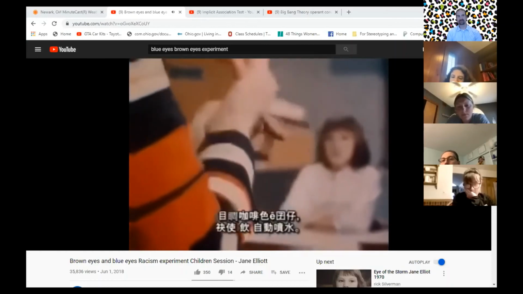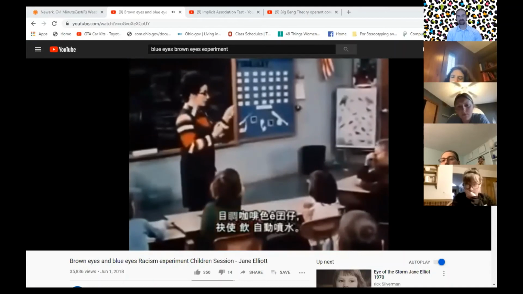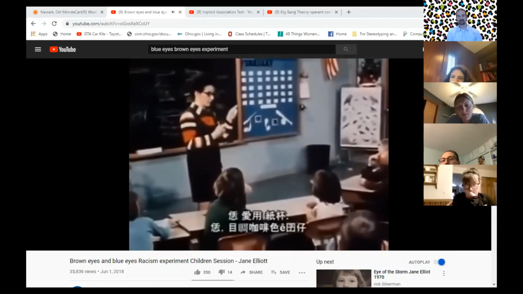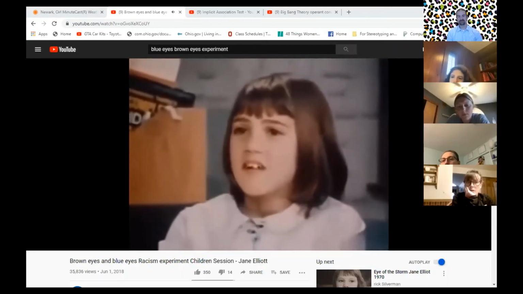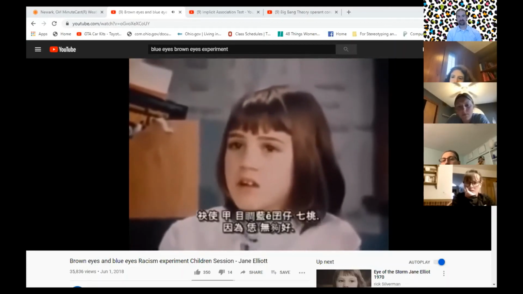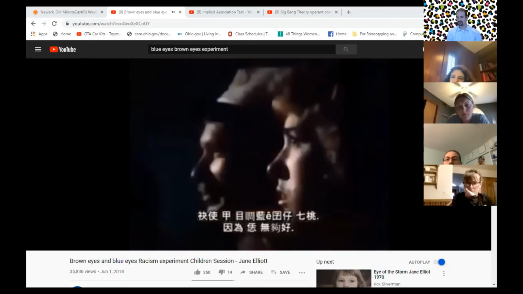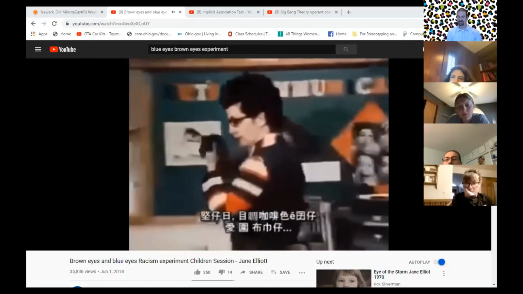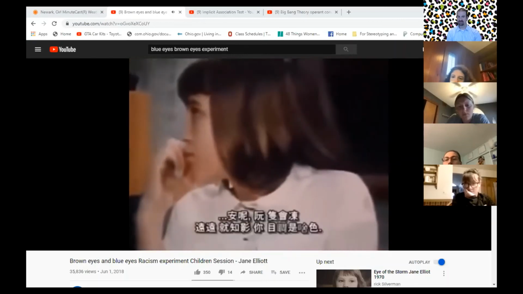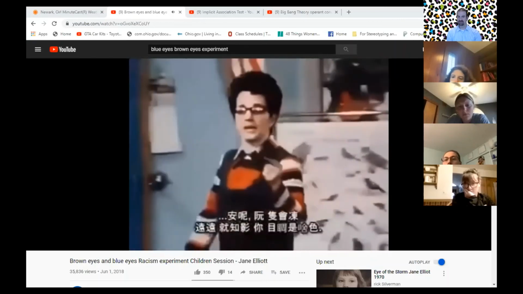The brown-eyed people do not get to use the drinking fountain. You'll have to use the paper cups. You brown-eyed people are not to play with the blue-eyed people on the playground because you are not as good as blue-eyed people. Well, the brown-eyed people in this room today are going to wear collars so that we can tell from a distance what color your eyes are.